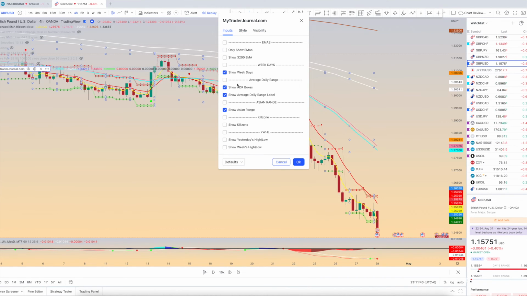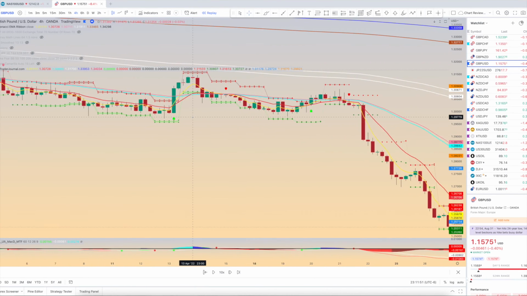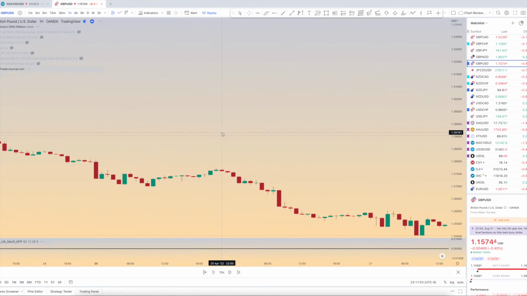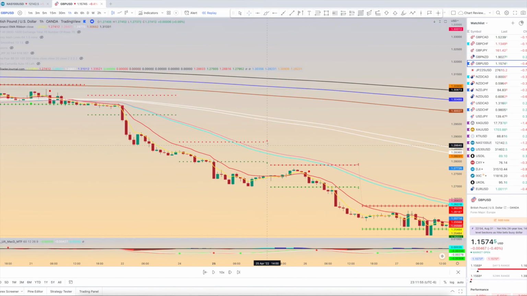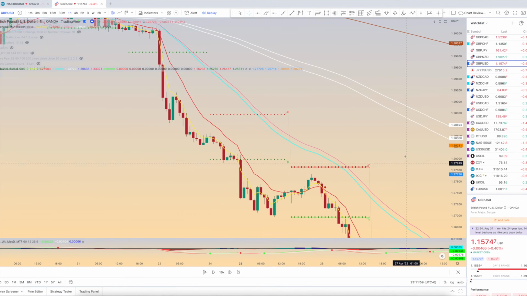But then you can go ADR, see, show ADR boxes, show average daily range label. We don't want weekday, we don't want Asian range, we just want this. So here you go. As an example, we jump over to the 1 hour. And what this is going to signal is the potential range that it's going to move in on the day.